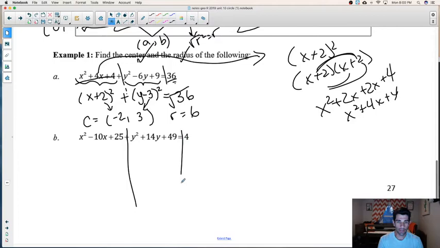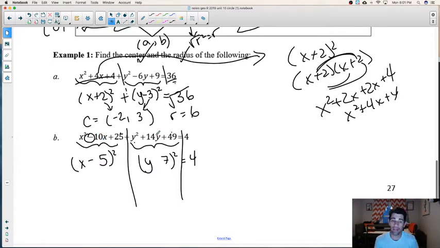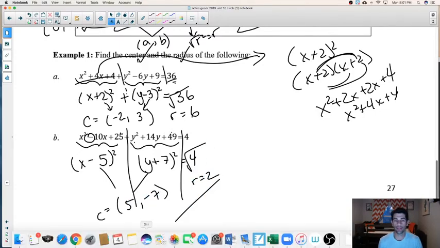Alright, so again, I can separate this because I notice right away that these two are perfect square trinomials, because the square root of 25 is 5, the square root of 49 is 7. So putting that into my standard form of a circle, since it's a negative 10, it's going to be a minus 5, because minus 5 and minus 5 is minus 10. Since it's a positive 14, it's going to be a positive 7. Now the center, change the signs, so it's going to be 5 comma negative 7. Take the square root of 4, and the radius is 2.